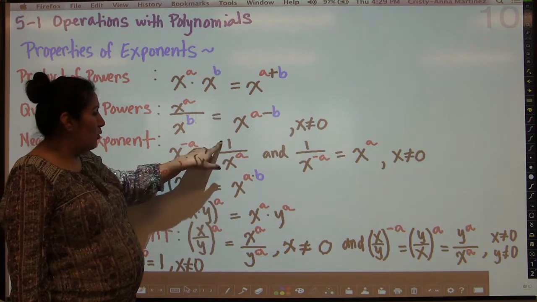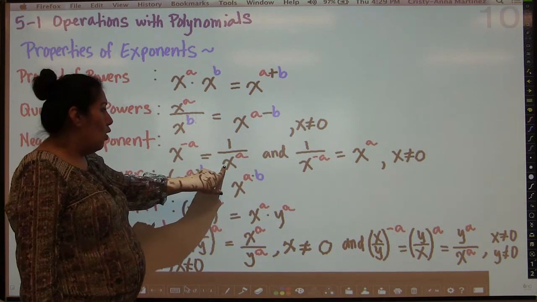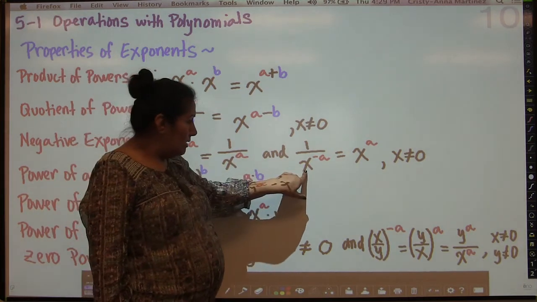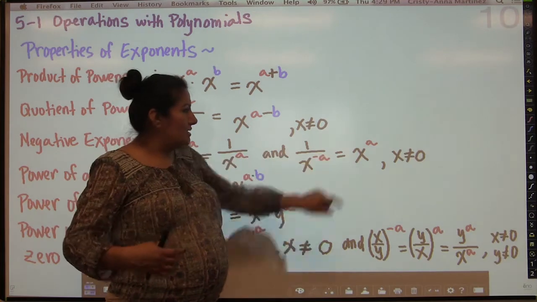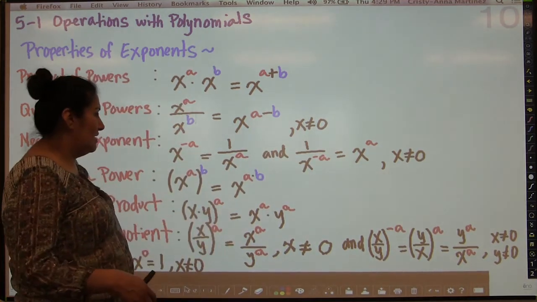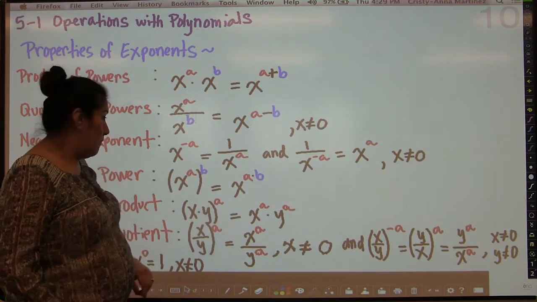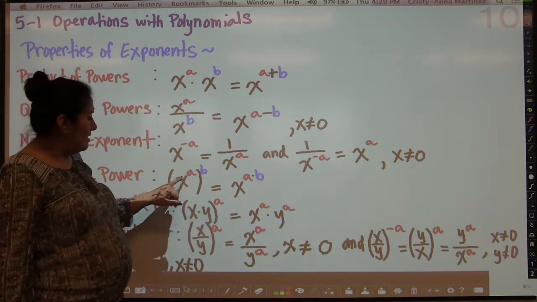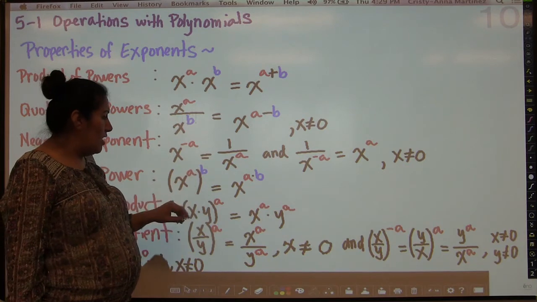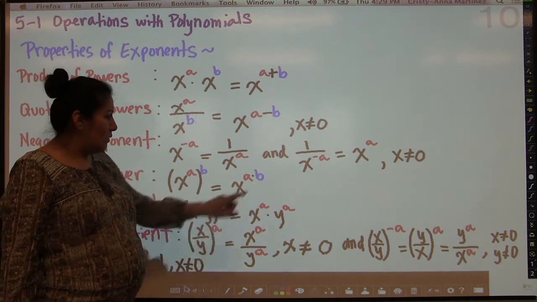So this would be 1 over x to the positive a, or if x to the negative a is on the bottom already, then you can reciprocate it, in other words, bring it to the top as x to the a. Again, because the x is on the bottom here, you want x to not equal 0. A power to a power is when you have x to the a, and then that in turn to the b power, and in that case, you multiply the exponents.